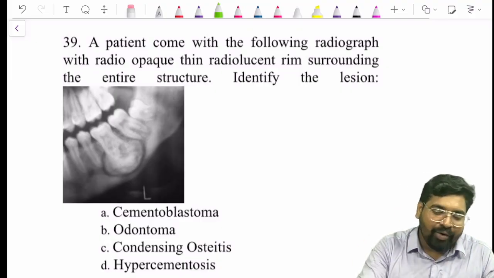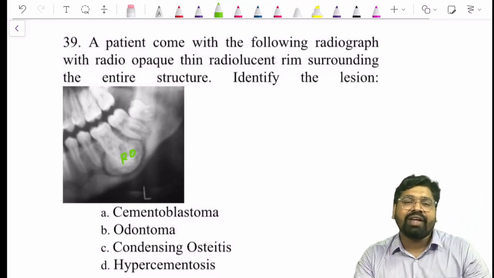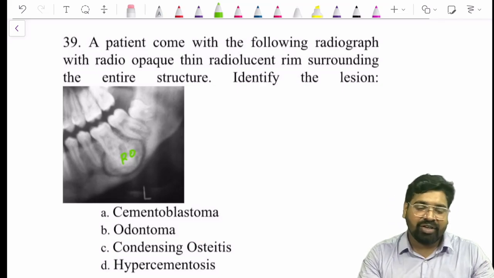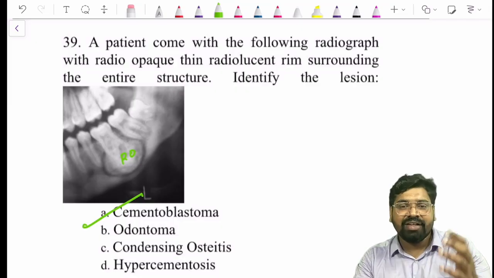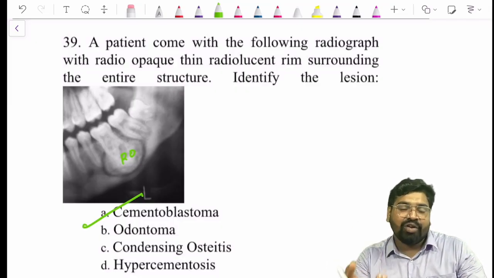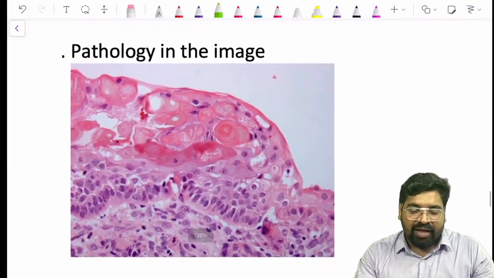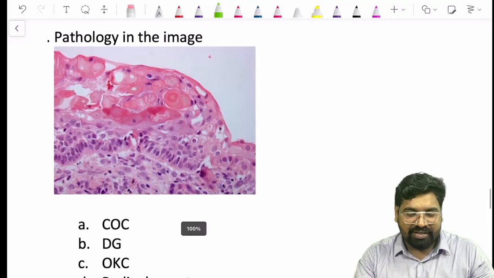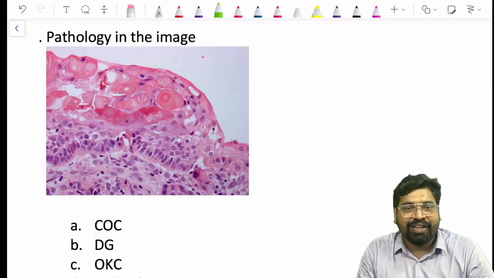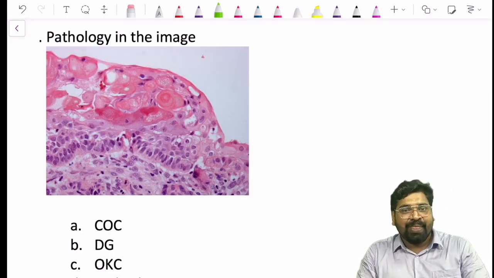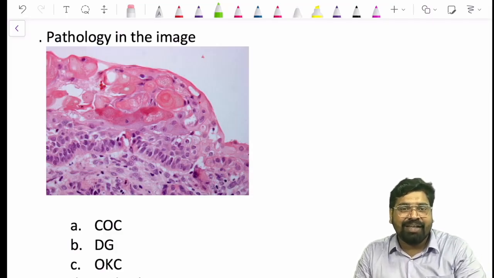You can see that the radiopacity is attached to the tooth, and that radiolucent rim is surrounding it. It's a classical radiographic picture of cementoblastoma. And you should be familiar with the radiographs of odontoma, condensing osteitis, hypercementosis, etc. If you can answer this, you are fit for the NEET examinations. You will not be afraid of any of the H&E pictures.